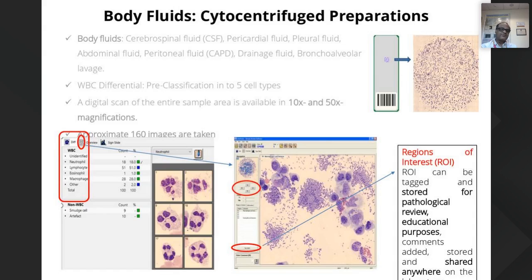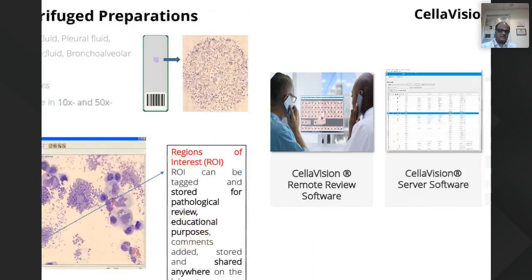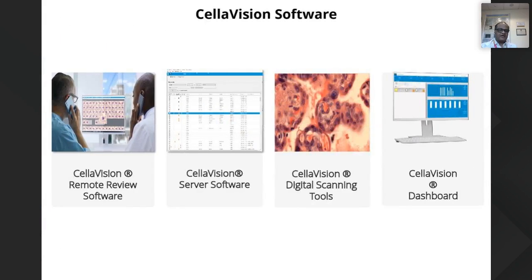I was telling you that if you want to mark an area and show it to the consultants inside or outside your laboratory, you need to mark areas. So with digital morphometry, you can do it whether it's a peripheral smear or something to do with the body fluids. You can mark those areas and send it. You can classify up to 5 cell types, and the abnormal cells are usually sent as other. Suppose it's a malignant one, it says other cells. So the CellaVision has a beautiful software. In addition to the remote review software, you also have a server software.